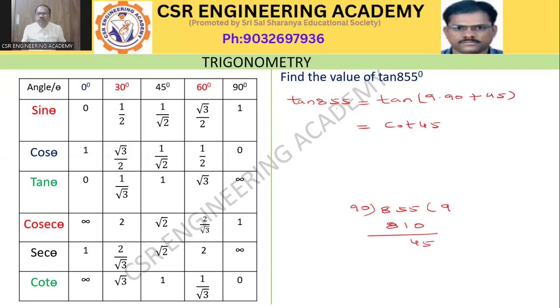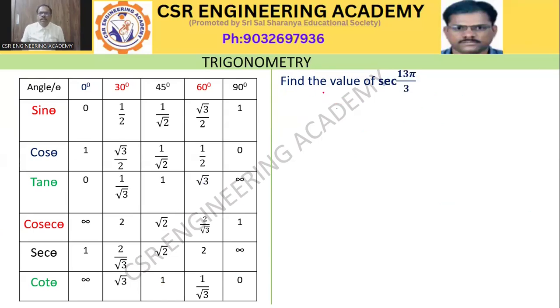For the quadrant, here you take 9 plus 1, that is 10. 1, 2, 3, 4, 5, 6, 7, 8, 9, 10. So 855 is in the second quadrant. Tan is minus, so it is minus cot 45 value, cot 45 is 1. Minus 1.